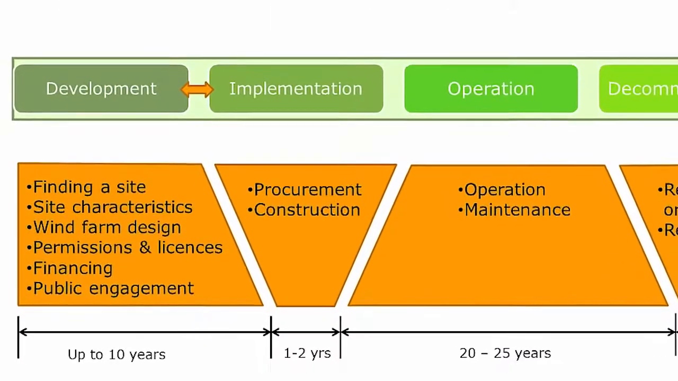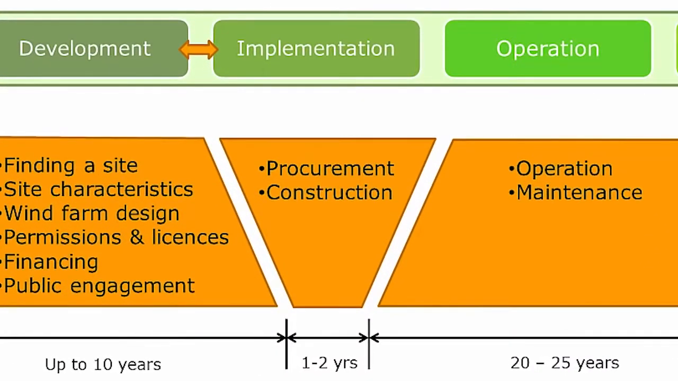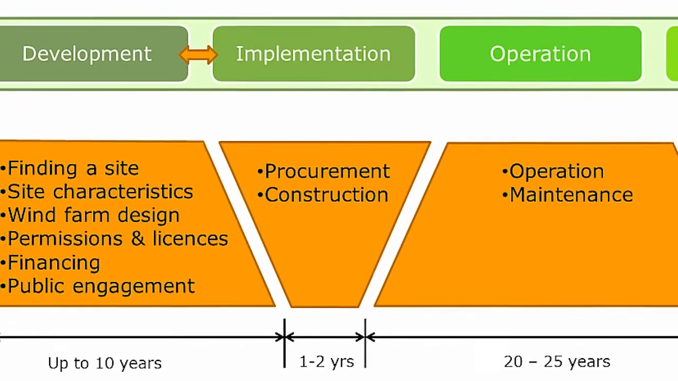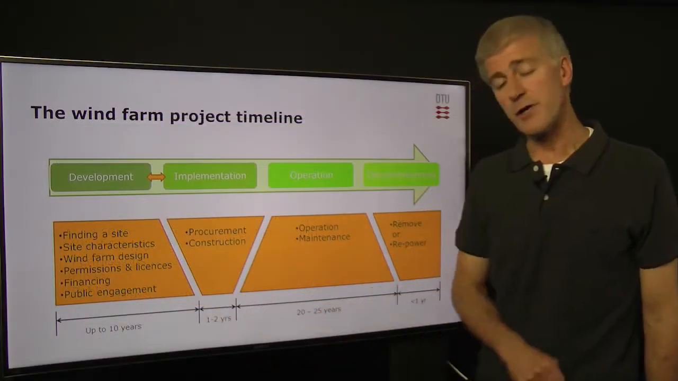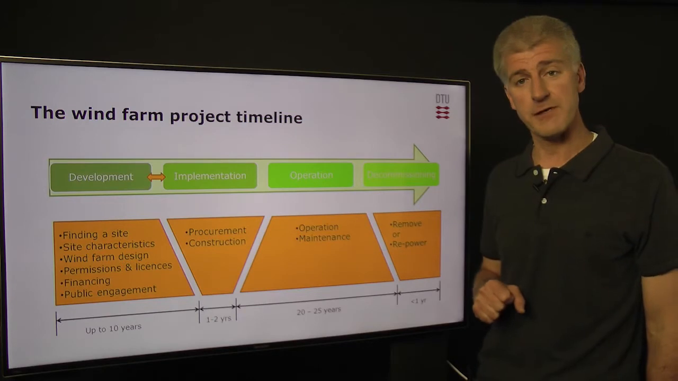The second phase then is the implementation phase. This is where we need to buy the equipment and we need to actually construct the wind farm. As you might imagine, this is where most of the capital of the whole project is used. This is the capital intensive part. It's relatively short. When well planned, the construction of a wind farm can go very quickly.